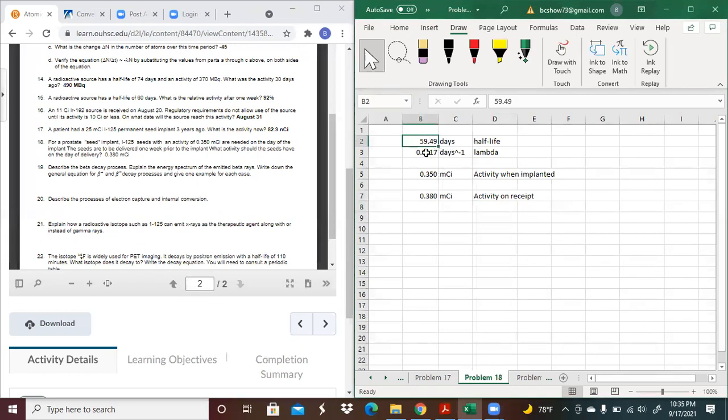Well, again, I'm going to use the same half-life as before. Lambda is going to be the same as what it was before. This is the activity when it's implanted. So essentially, what are we going to need to receive in order to be able to do this?